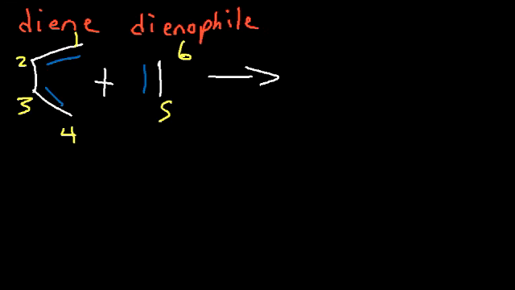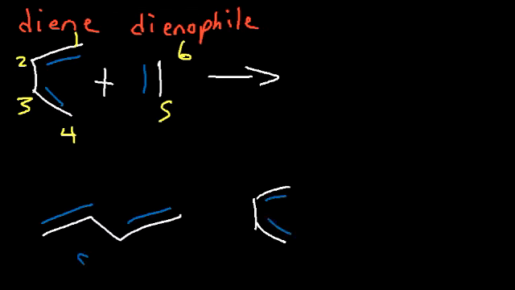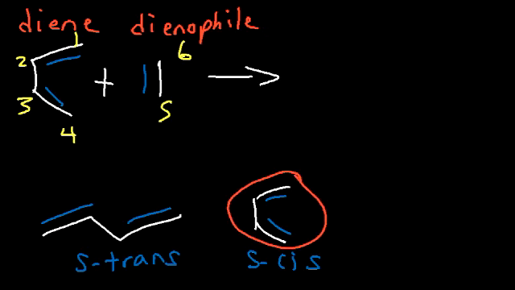Now, 1,3-butadiene can look like this, or it can look like this. This is called the S-trans form of 1,3-butadiene, and this is the S-cis form. For 1,3-butadiene to react in a Diels-Alder reaction, it has to adopt the S-cis conformation. So this is going to happen all at once.